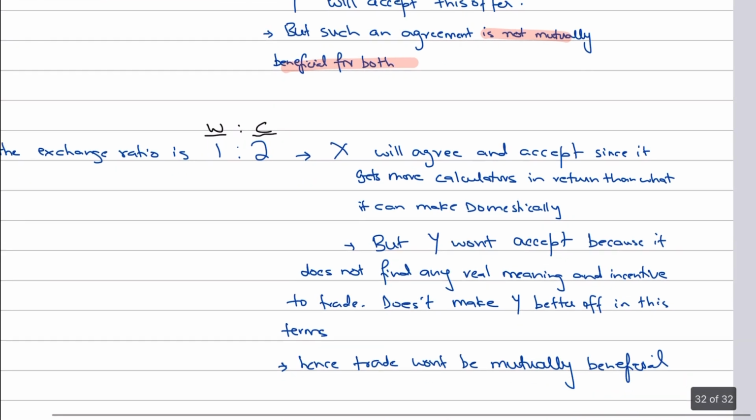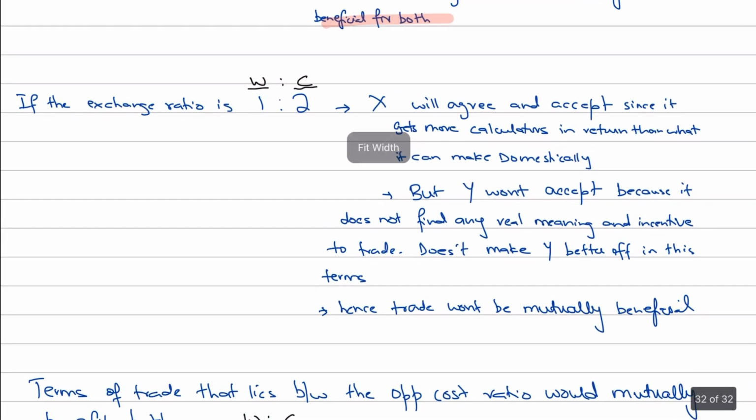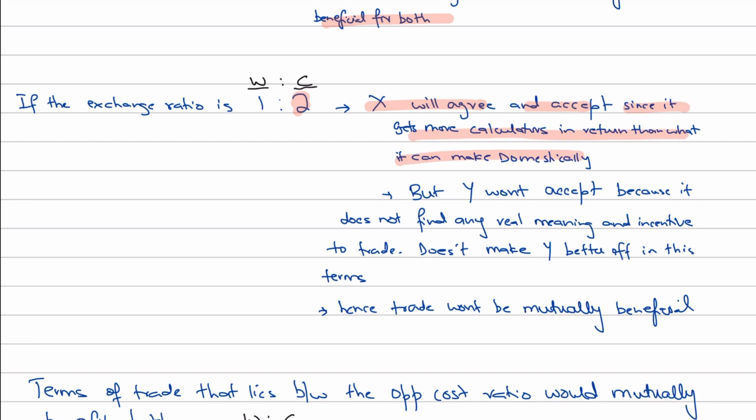Similarly, if you look at the exchange ratio of 1 is to 2, now X will agree to it. Why will X agree to it? Because definitely X is getting more than one calculator. X is getting 2 calculators in exchange for a watch, while domestically, by sacrificing one watch, it could only end up producing one calculator. So X will agree to the offer and accept it, since it gets more calculators in return than what it could make domestically.